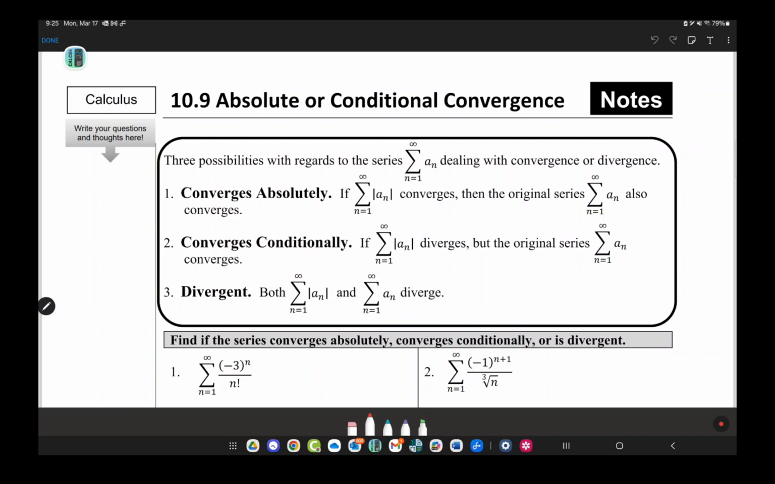if the sum from 1 to infinity of the absolute value, but this is absolute value, converges. Then the original series also converges. So if the absolute value converges, then the original series also converges. It's what's considered convergence absolutely. Now, other books also phrase this as absolute convergence. So they just put it backwards.